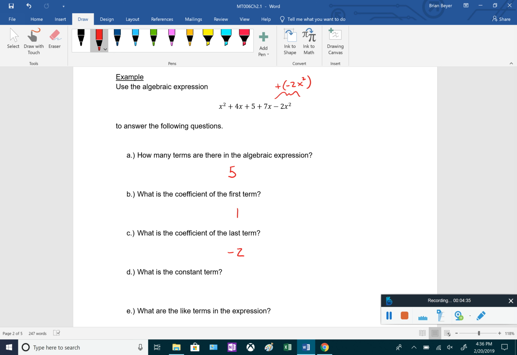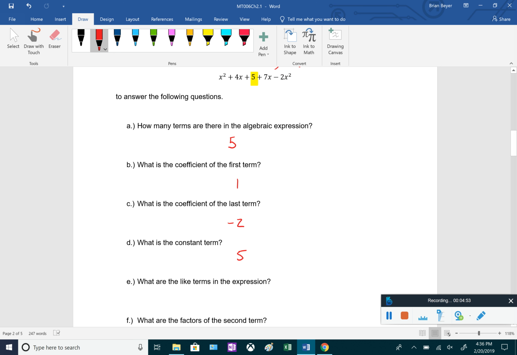The constant term, so the constant term is going to be the term without a variable factor. That's going to be that 5 right in the middle. There's no variable on it. So the 5 is going to be the constant term.